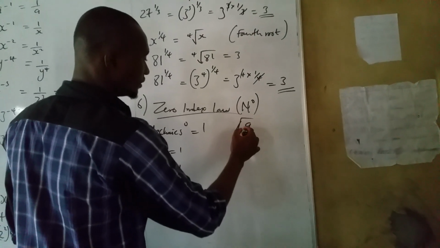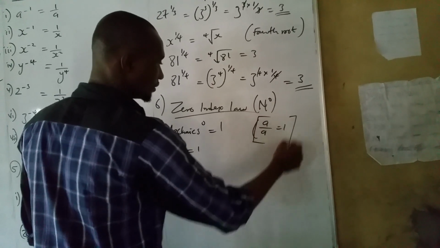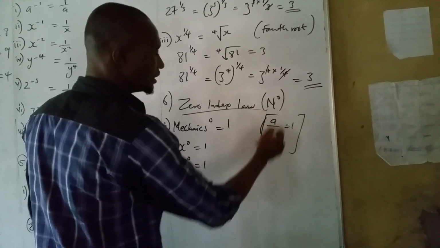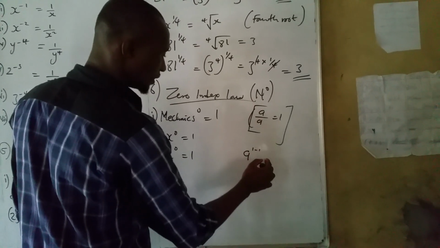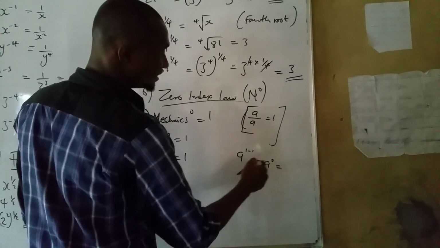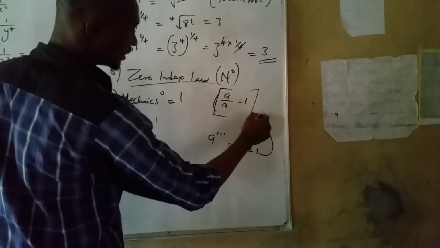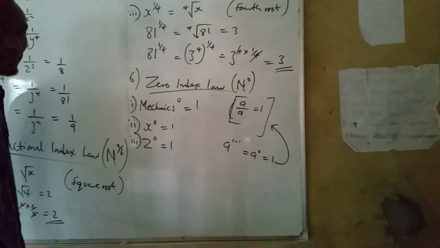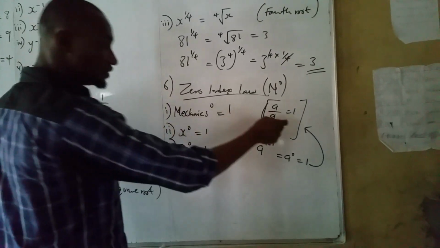A divided by A is equal to what? 1, right? Now, using the division law, this means A raised to power 1 minus 1, and this will give you A raised to power 0, which is also equal to 1. Are you seeing this thing now? That's the proving of the zero index law. A divided by A will give you 1.